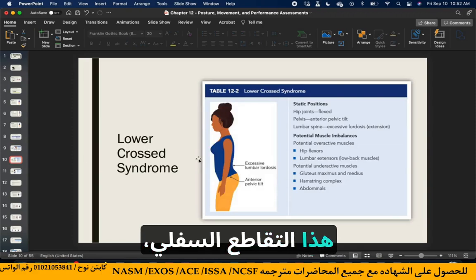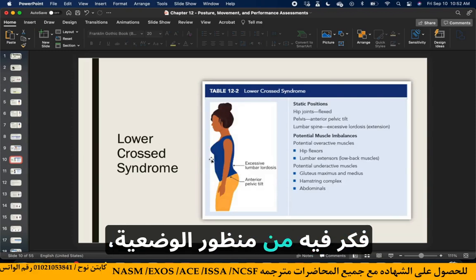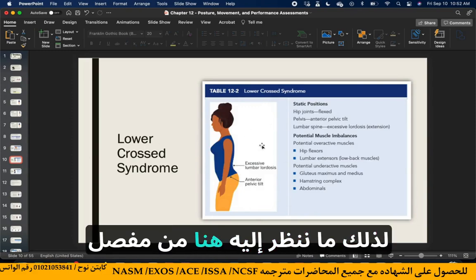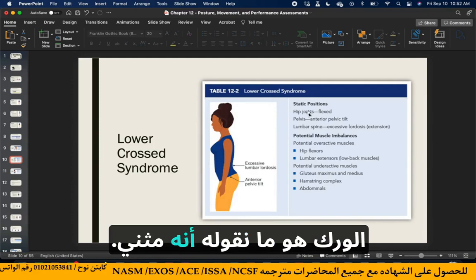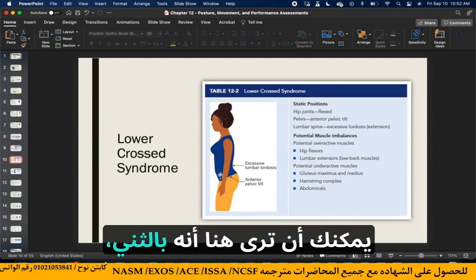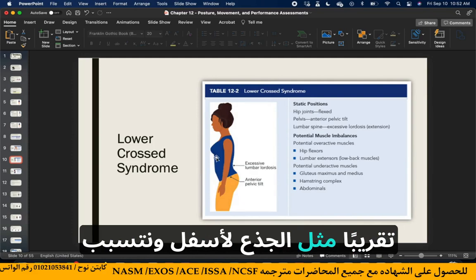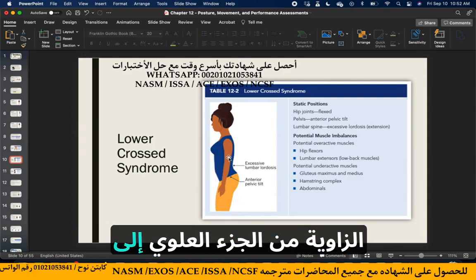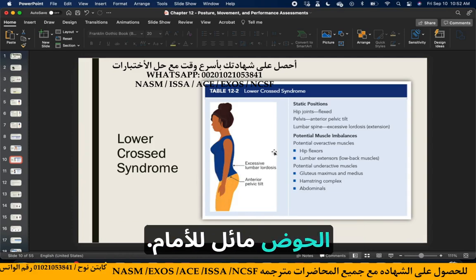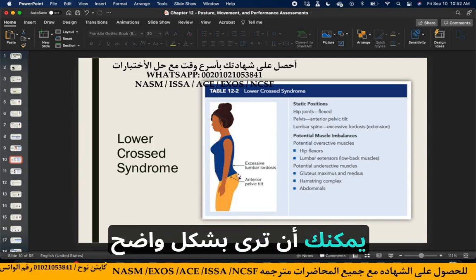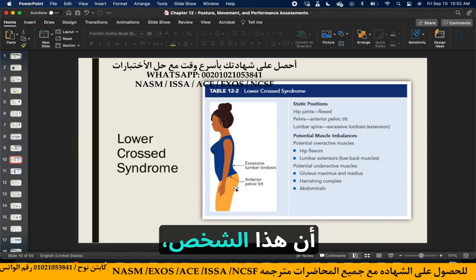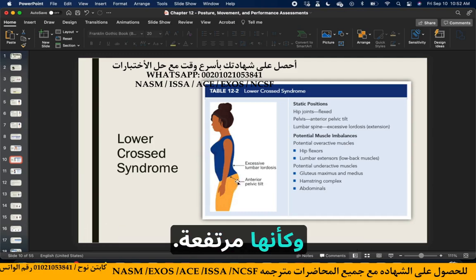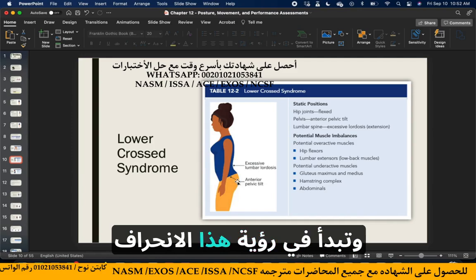With lower cross, think about it from the perspective of positioning. Lower cross means lower back. So what we're looking at here from the hip joint is what we would say is flexed. By flexed, meaning that we're pulling almost like the torso downward, causing this little bit of a shift in angle from upper to lower body. The pelvis is anteriorly tilted. You can drastically see that this person has almost like a shifted butt, meaning that their butt looks like it's raised, and you start to see that angle down.